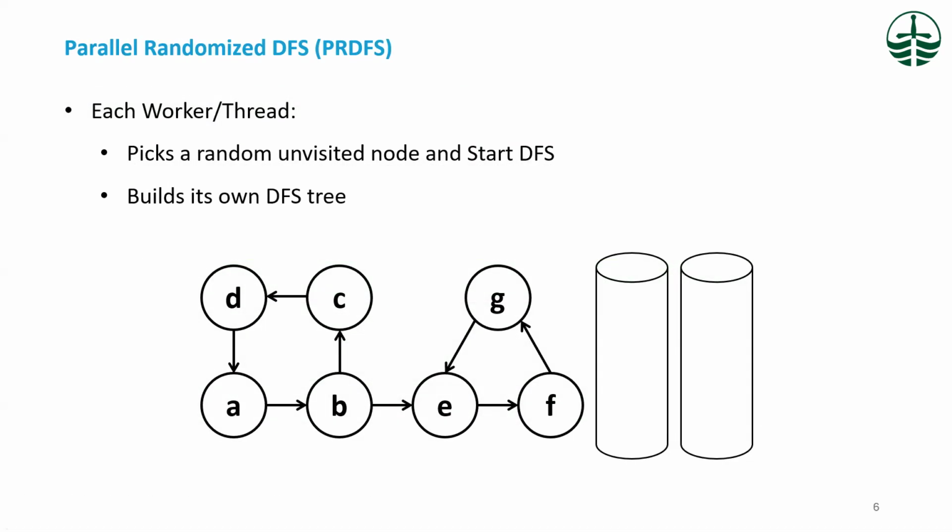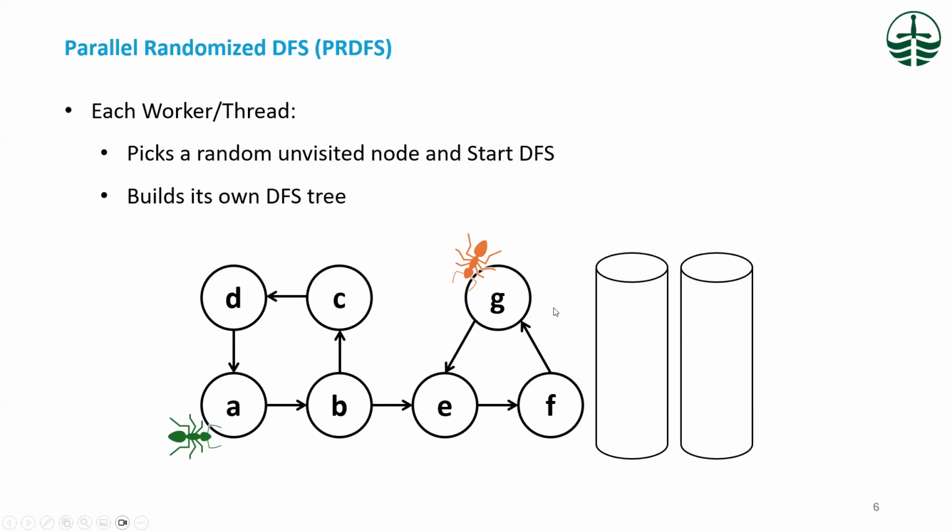Okay. Now, to understand UFSCC, we need to understand first what PRDFS is. When we are talking about the parallel randomized DFS, or PRDFS, instead of running one DFS like Tarjan's algorithm, UFSCC runs many DFS in parallel, one per worker. In PRDFS, each worker picks a random unvisited node. They will pick any nodes randomly.